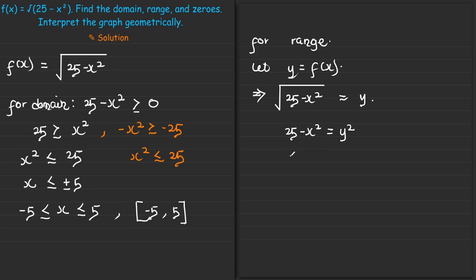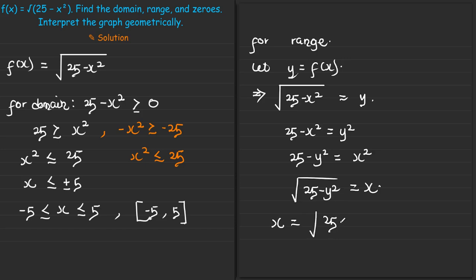We want to make x the subject. So we have 25 minus y squared is equal to x squared. We wanted to avoid the negative, so we took the negative x squared to the other side and brought the y squared to the left hand side so that it becomes negative over here. Then since it is x we want, we find the square root of both sides. So we have the square root of 25 minus y squared equal to our x. So this is our x value.